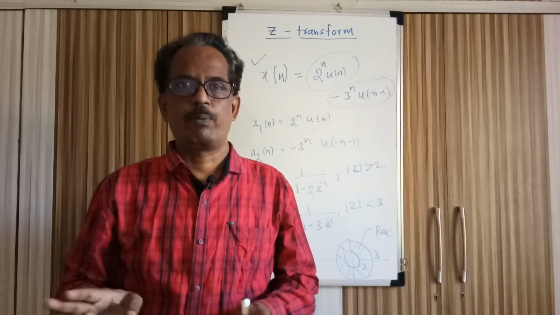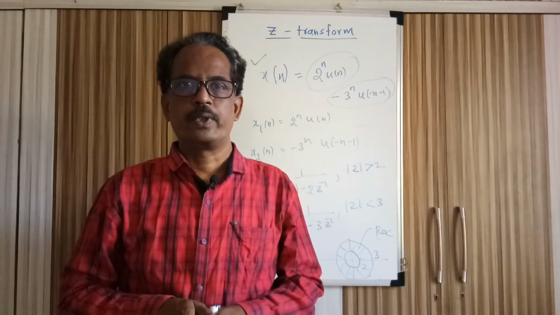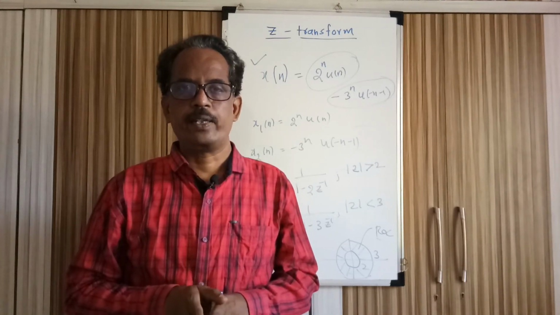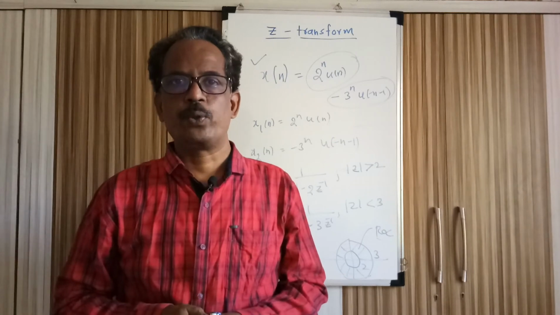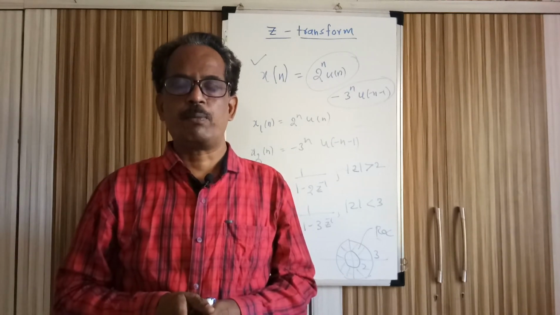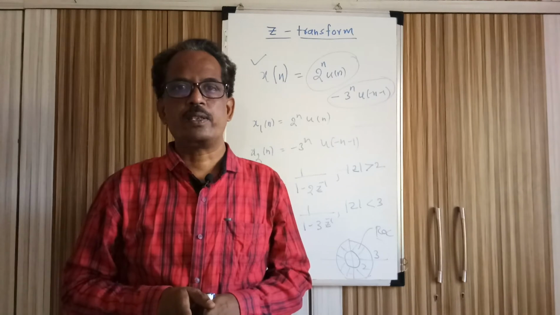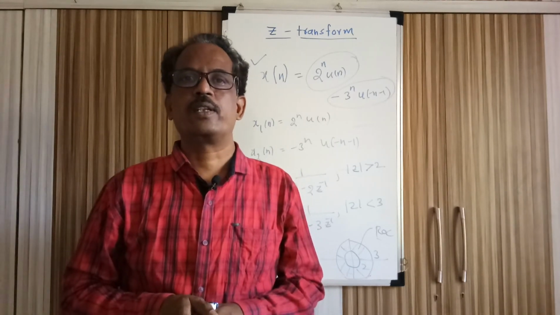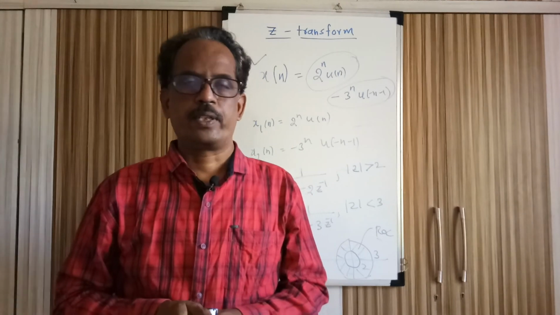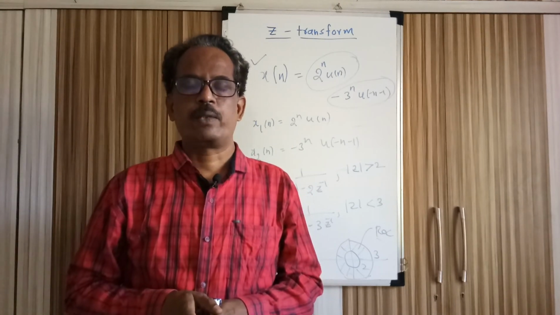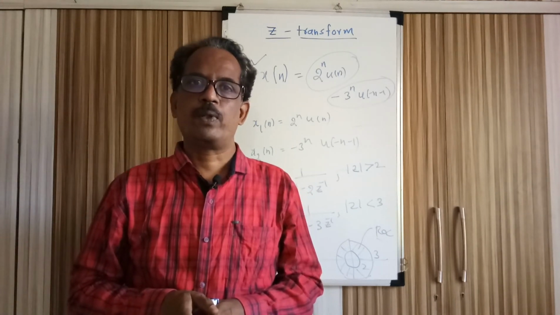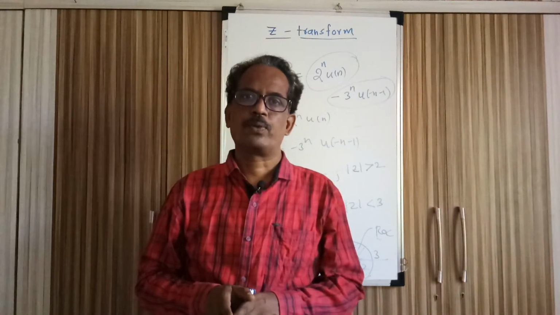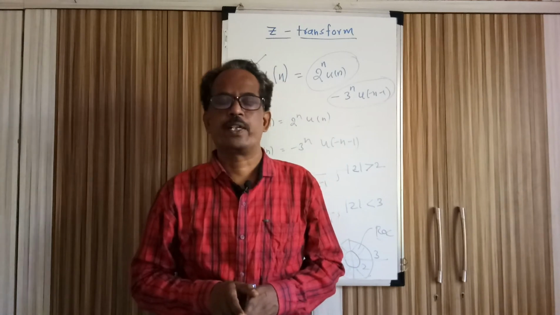Here we have completed the definition of Z transform, then the Z transform of signal a raised to n u of n, and Z transform of signal minus a raised to n u of minus n minus 1. If the signal is anti-causal, the ROC is inside the circle, and if the signal is causal, it is outside the circle. Z transform is easier for algebraic manipulation compared to Fourier transform, so we use Z transform many times while solving the problems of Fourier transform for which Fourier transform exists.